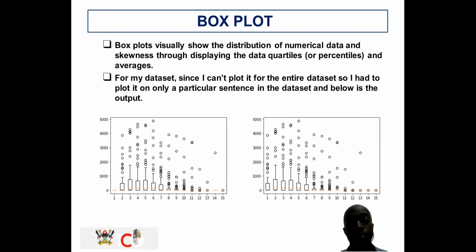Anyway, a box plot is also used for visualizing numerical data, and also for showing skewness, and also for displaying the different quartiles. Here it shows the upper quartile, lower quartile, the minimum value, the maximum value, all that. A box plot can also be used to show outliers. So in the case of my model, as you can see up here, these values are like outliers in the data set.